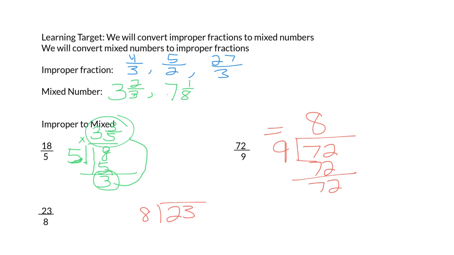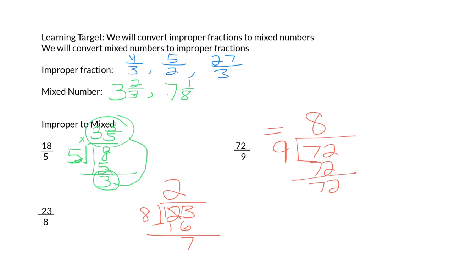I know that 8 times 3 is 24, but that's too much, can't go over, so I'm going to do 8 times 2 instead, and I'm going to make sure, because this is going to be greater than one whole, it's going to be a mixed number, so I made that 2 kind of extra big in my quotient. 8 times 2 is 16, and then I'm going to subtract here. Borrow. 13 minus 6 is 7.